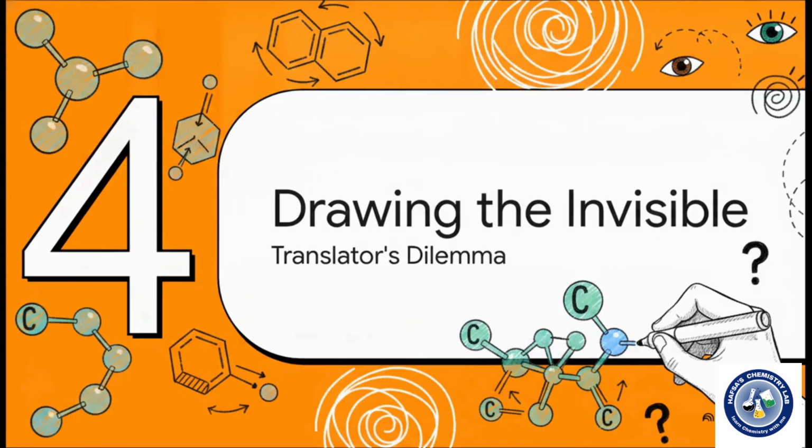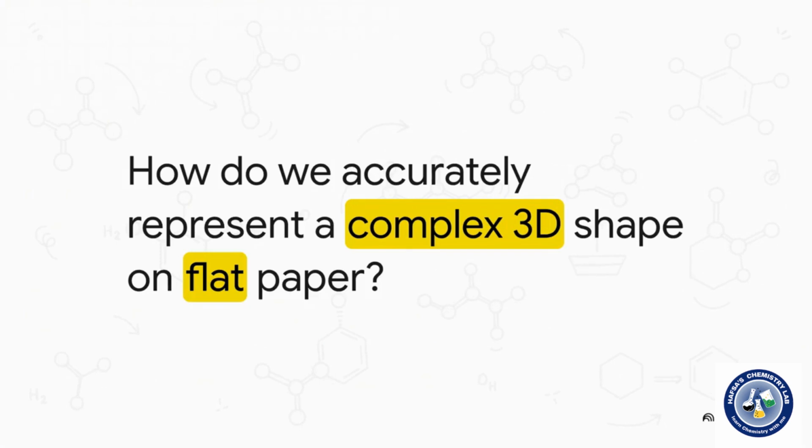Section 4. Drawing the invisible. This is the classic translator's dilemma. So we know these molecules are 3D, and we know they're constantly contorting, but how on earth do we actually communicate this? I really challenge you to think about this problem. How do you accurately represent a complex, twisting, puckering 3D shape on a totally flat, two-dimensional piece of paper in a way that a chemist on the exact opposite side of the world knows exactly what you mean?